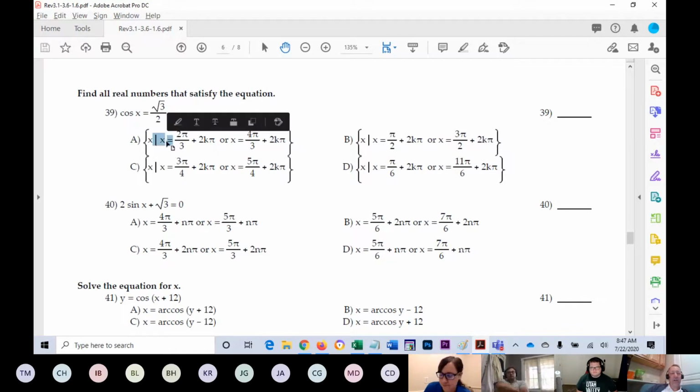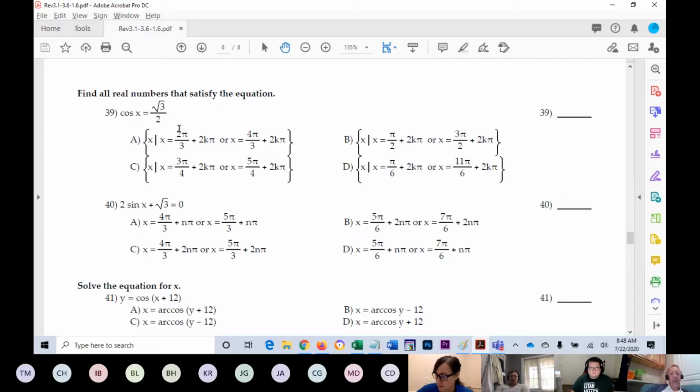So this is not x divided by x. This is what we call set notation. X such that x equals 2 pi thirds plus 2k pi, or x equals 4 pi thirds plus 2k pi. So that's just, I read answer A there. I don't know if that's the right answer, but we can do this one.